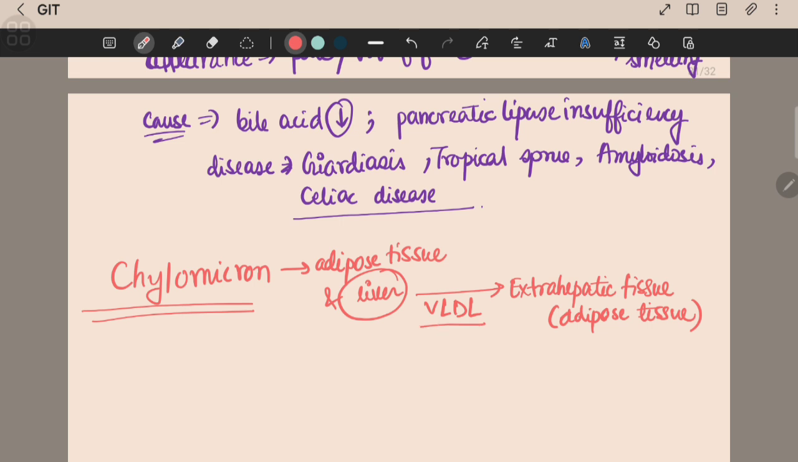Okay, during starvation states, what happens? The triglycerides in the adipose tissue are hydrolyzed to produce free fatty acids for energy, when the glucose reserve of your body is already exhausted, in cases of prolonged starvation. So at that point of time, what is happening?